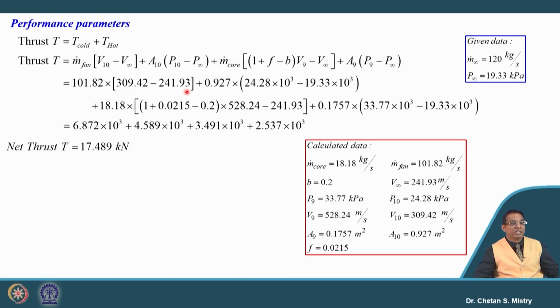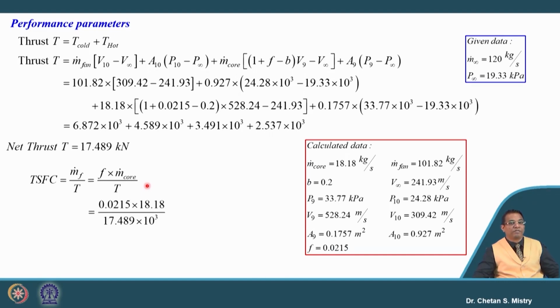Just realize this number is on the lower side because we are considering the flying condition, where in this formula we have this V infinity term, and that is what is coming for both hot and cold thrust calculation. So, do not get confused with this part.